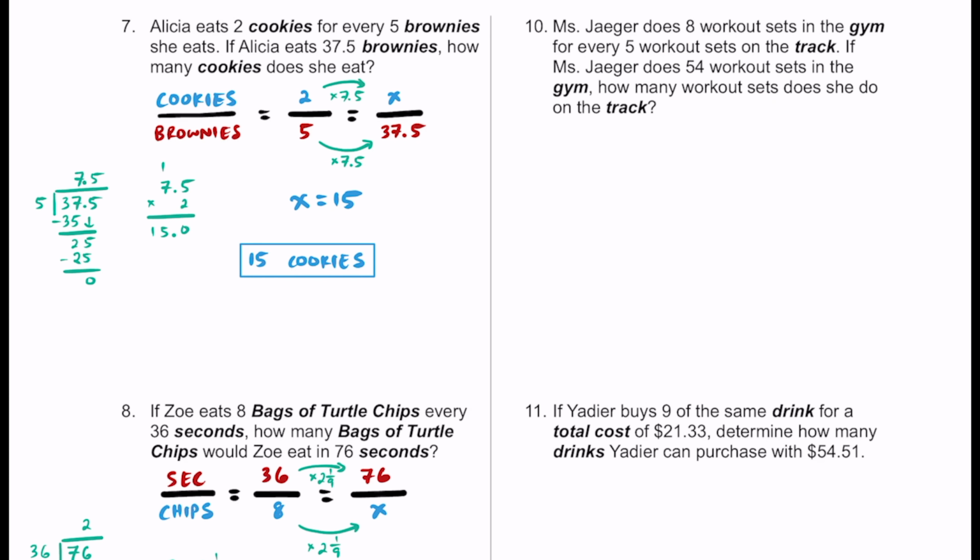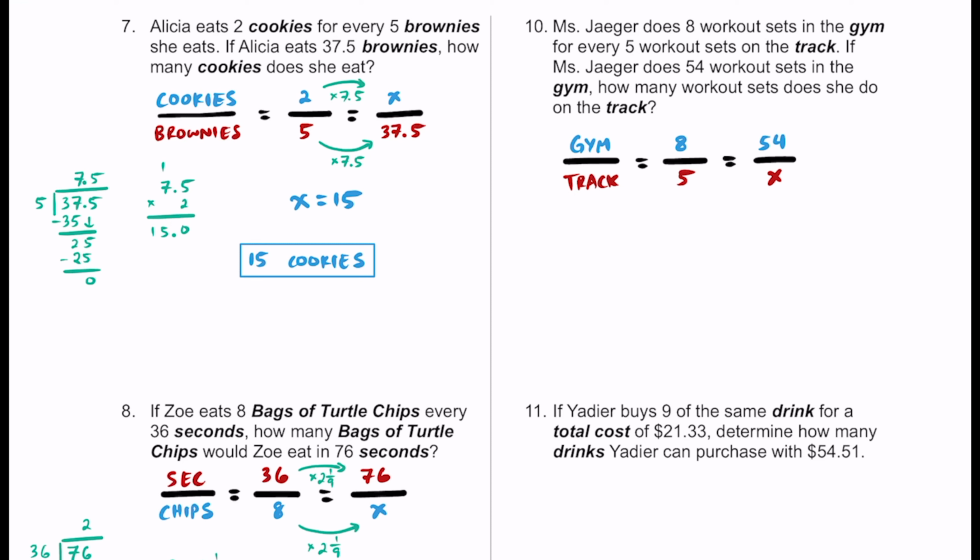So comparing the track workouts to the gym workouts. It doesn't really matter which one we put on top or bottom here. For the gym workouts, she does 8 workouts in the gym for every 5 that she does on the track. So I'll put 5 on bottom, 8 on top here. And then we are told that the question is what if she does 54 of these sets in the gym? So let's put 54 on top, right where we have our other gym workouts. So we don't know how many track workouts that's going to be right now.